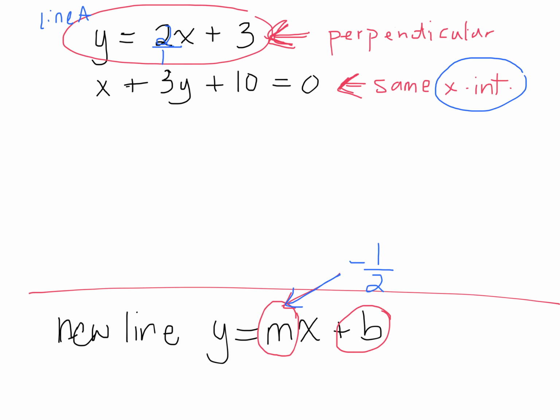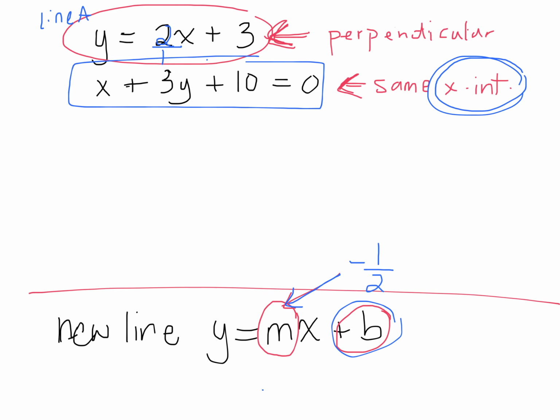The other information we're given is that it has the same x-intercept as this line. But we need to know the y-intercept, right? It has the same x-intercept as this. Do you know what the x-intercept of this line is just by looking at it? You have to change it to y equals mx plus b. Do we know the x-intercept just by looking at it? So this is where you have to do an extra step here.